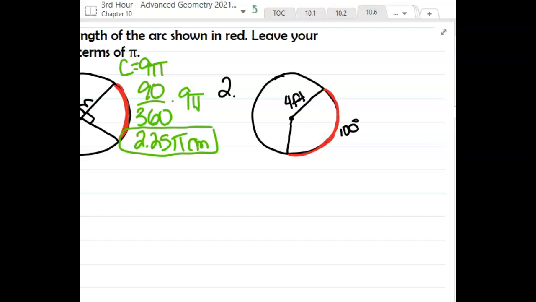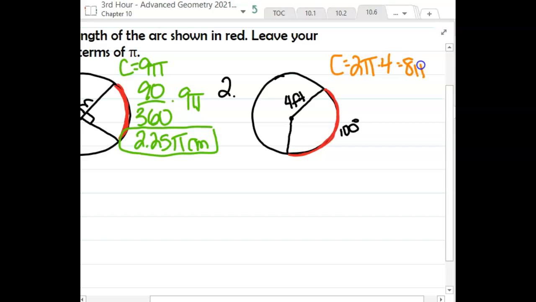So, like I said on the last one, I'm wanting to find the circumference of just that part. So let's start by finding the entire circumference. How would I find the entire circumference for this circle? Which of the formulas? Pi times diameter or 2 pi r? I have the radius, so the circumference is 2 pi r. So 2 pi 4, which is going to be 8 pi.